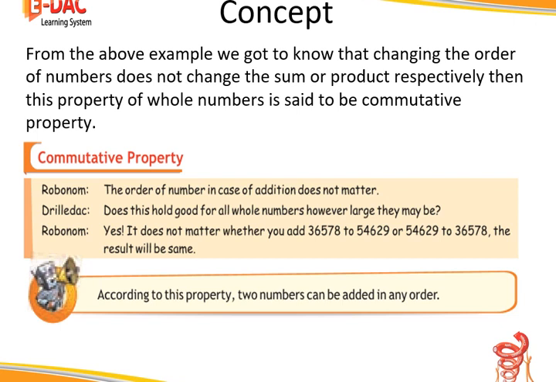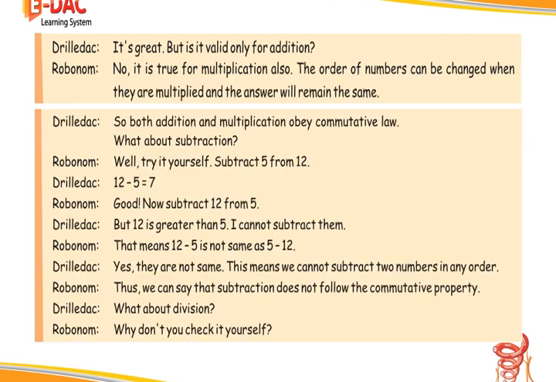So according to this property, 2 numbers can be added in any order. Okay, and what is it called? This property is called commutative property, wherein if you change the order of the numbers, the result will not change. That will remain the same. Let's read the further conversation between Dirichlet and Robonom.